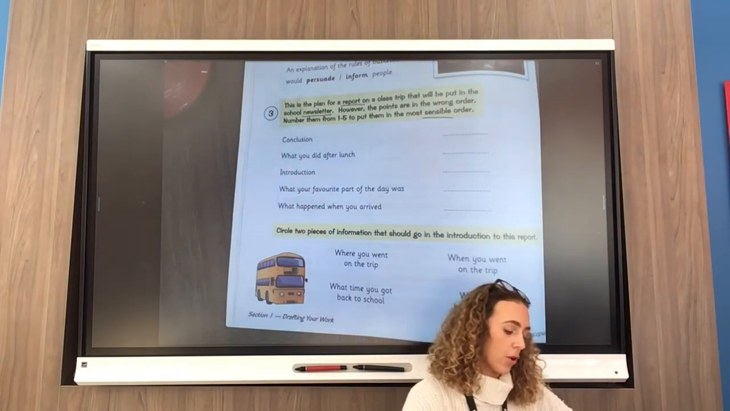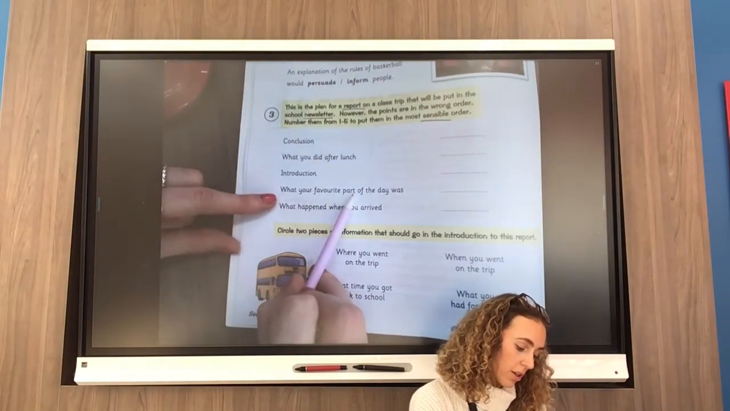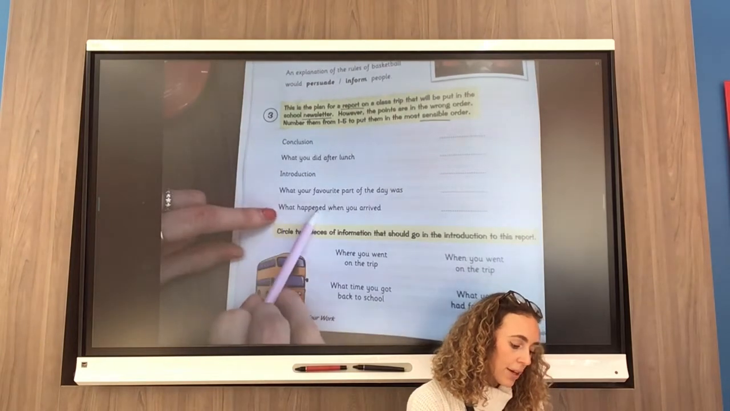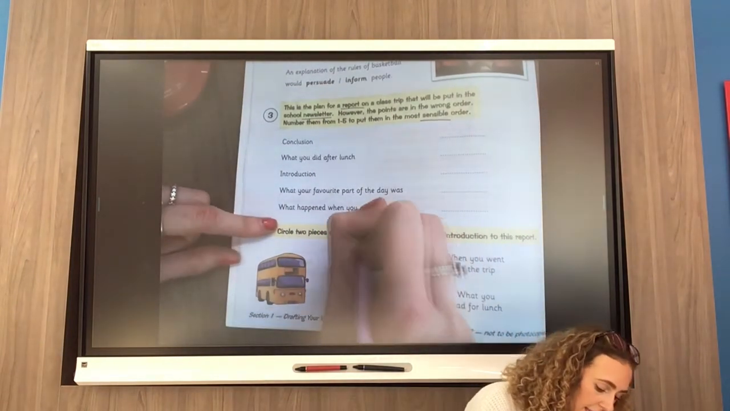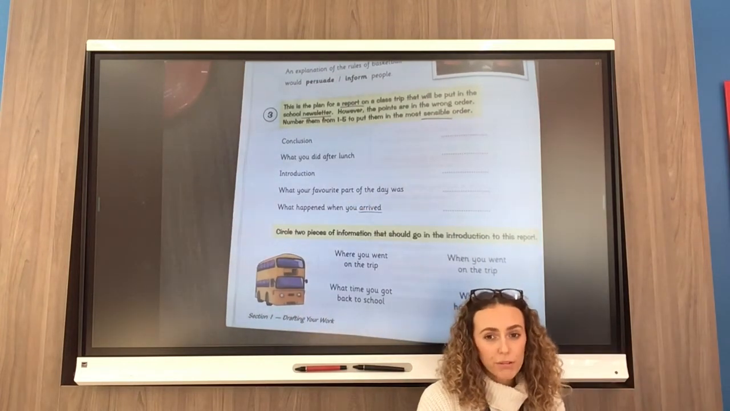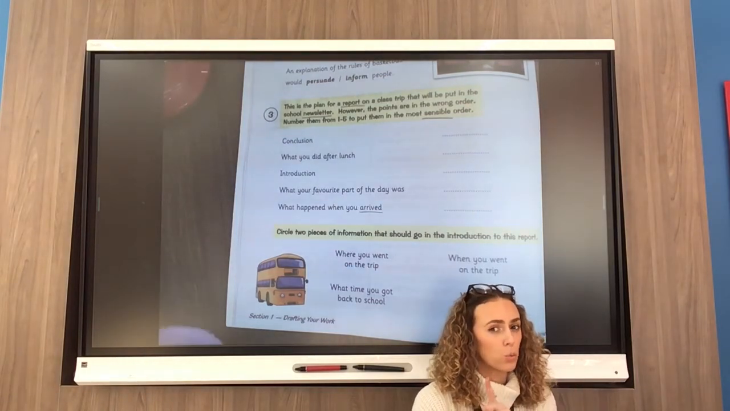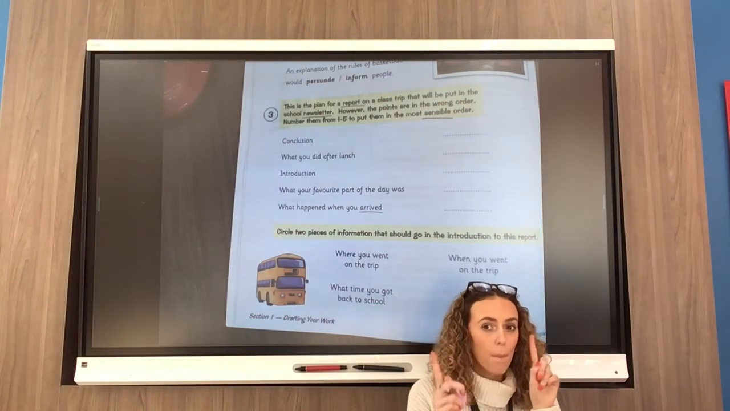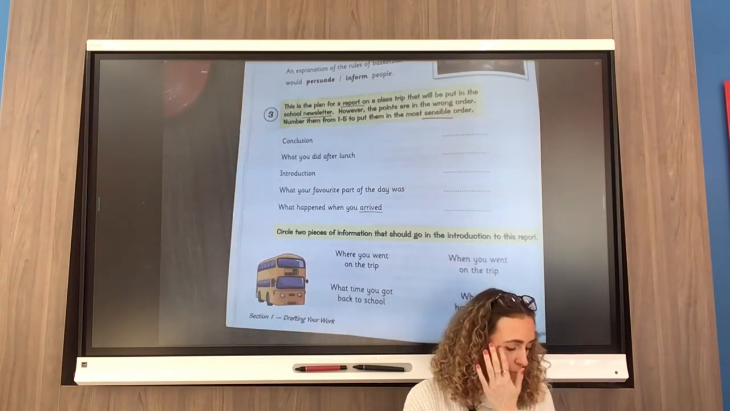And then think about the other ones. So what you did after lunch, what your favourite part of the day was, and what happened when you arrived. Now you think about the words in these sentences. If you arrive somewhere, does that mean that you get somewhere early or you're leaving somewhere late? Have a think about what part of the day that is, okay? What order your report should be written in.